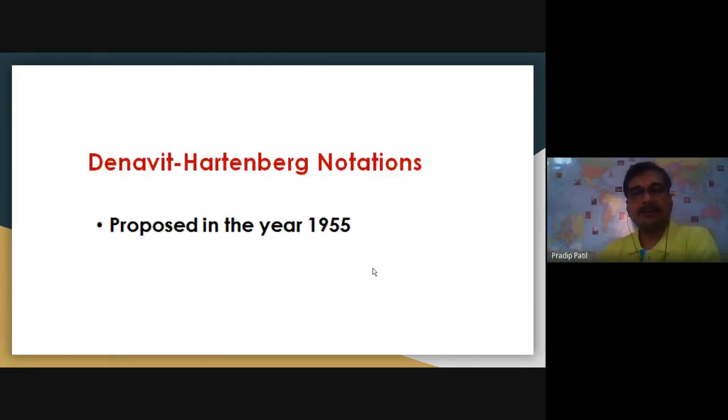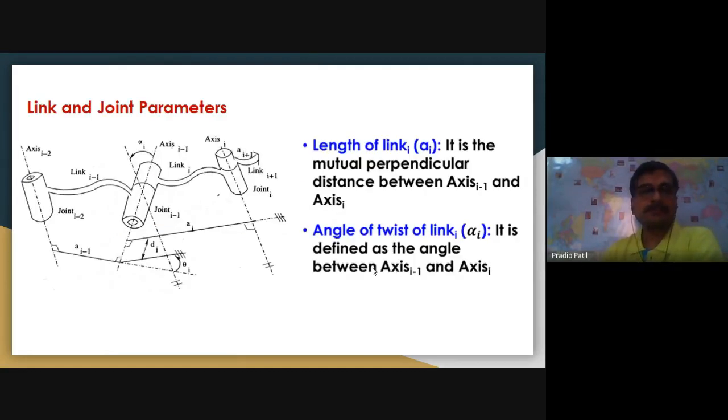In 1955, Denavit and Hartenberg first introduced the notations for robot transformation. They are very useful when we want to transform one frame to the next frame. Now let us understand various parameters that define the link and joint parameters.